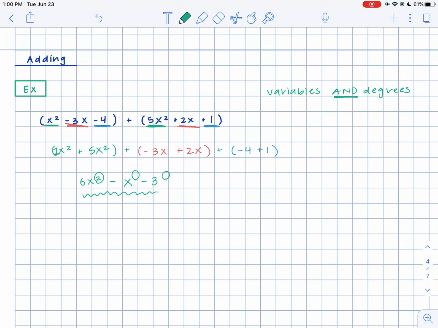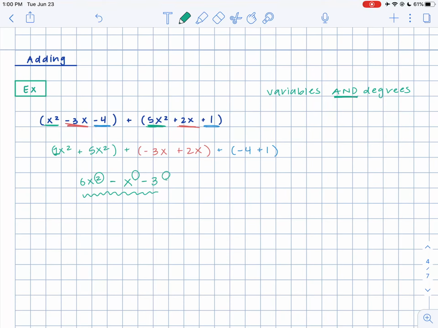So let's clean it up. 5x squared minus 4x squared. And what is this? 3x. Remember, two negatives make a positive, plus x. Next, 8, two negatives make a positive, plus 1. Now we can combine 5x squared minus 4x squared.